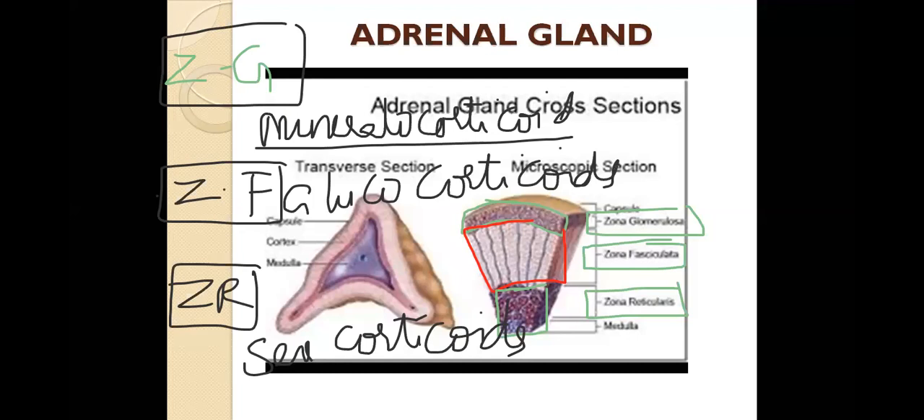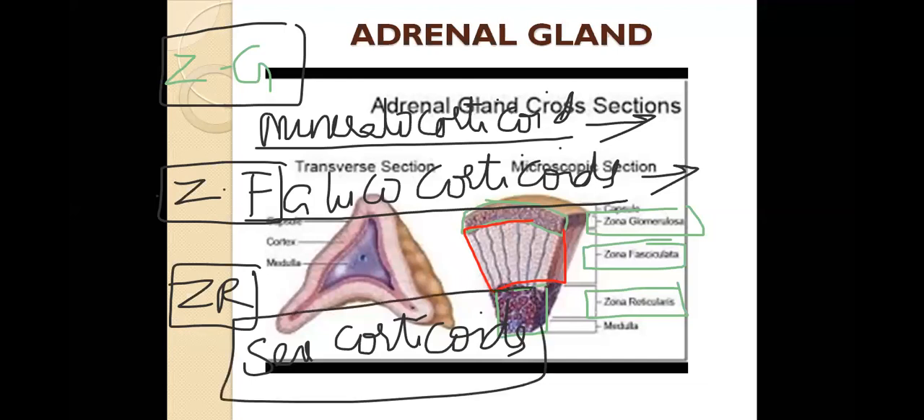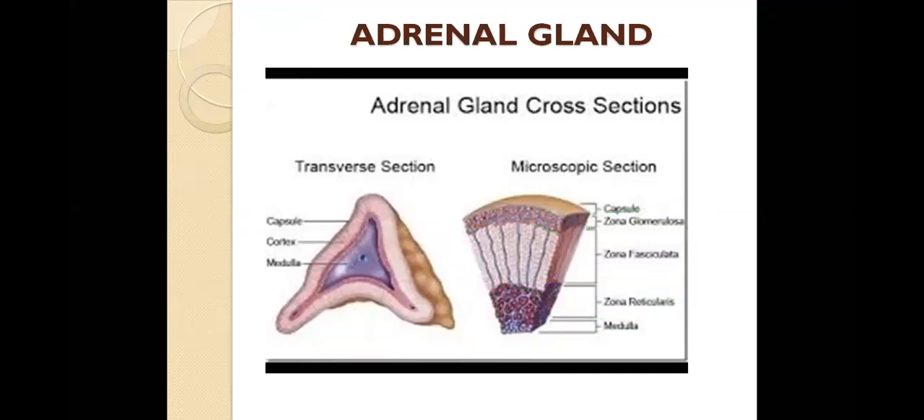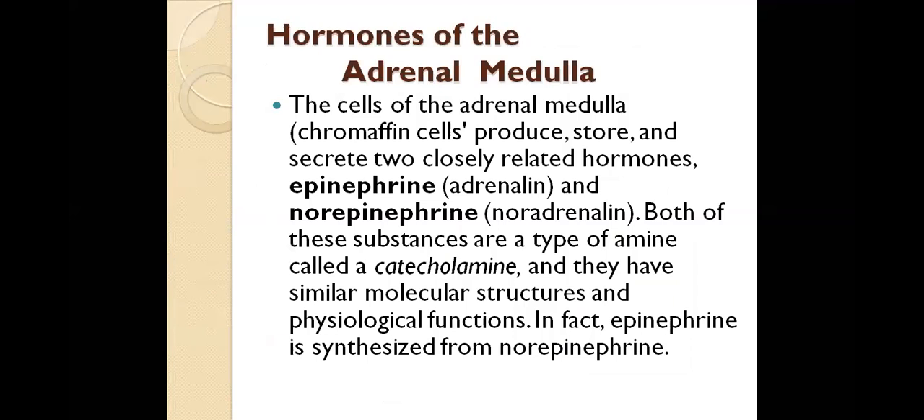The outermost layer of the cortex secretes mineralocorticoids like aldosterone. Then the middle layer of the cortex secretes glucocorticoids like cortisol. The innermost layer of the cortex secretes sex corticoids. That kind of questions we get. That's why I'm saying it here also.